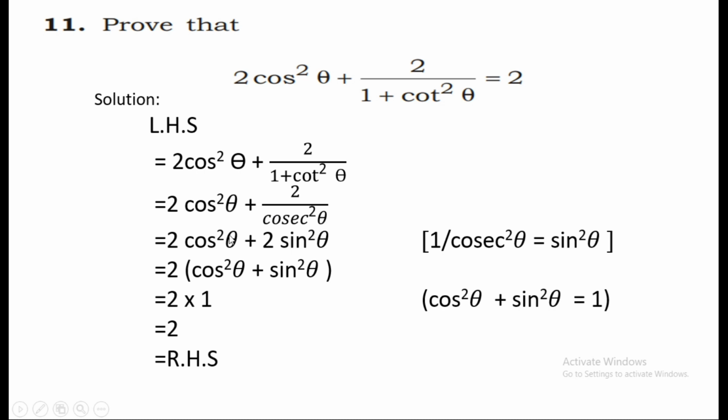Then what did we do? We took 2 common from there. So if we took 2 common, we are left with cos square theta plus sin square theta. And we know that cos square theta plus sin square theta is 1. This is a formula you have to remember. So we are getting 2, which is equal to the right hand side. We should get 2. So our left hand side and right hand side are equal. So hence proved.